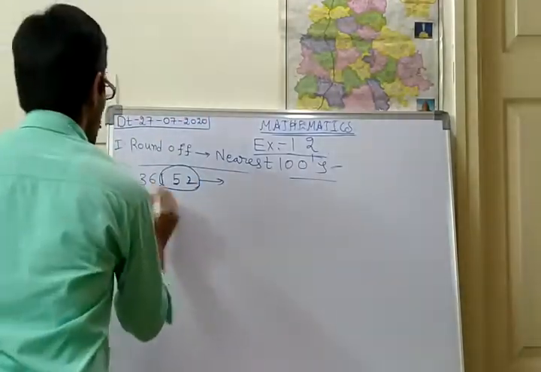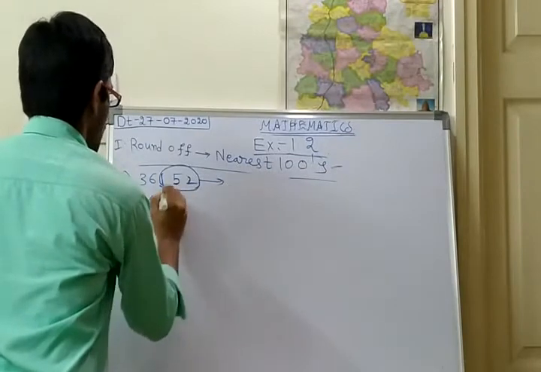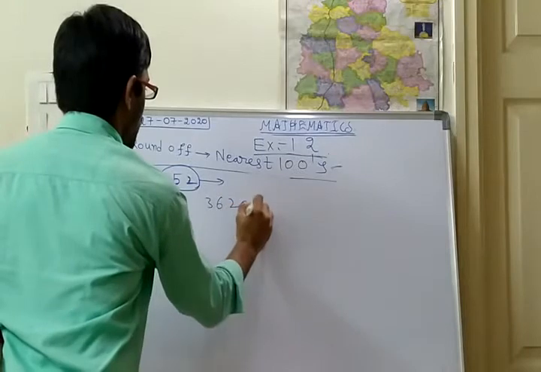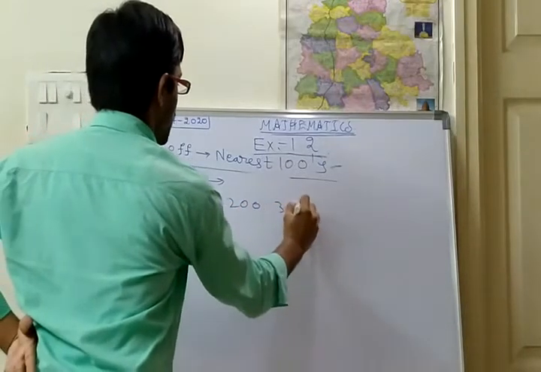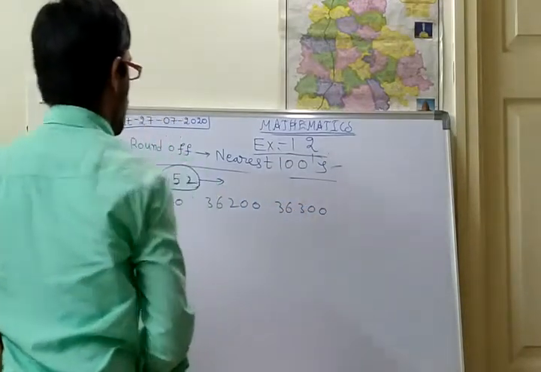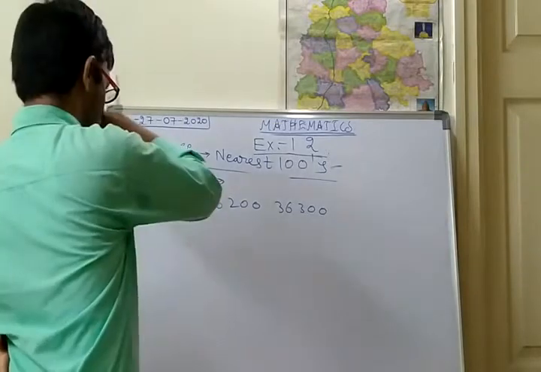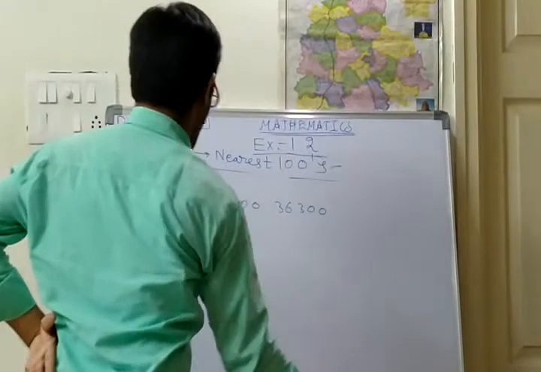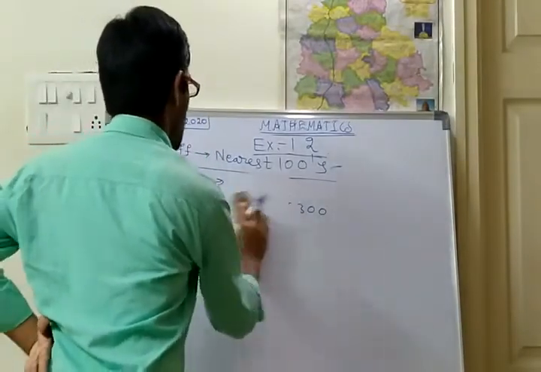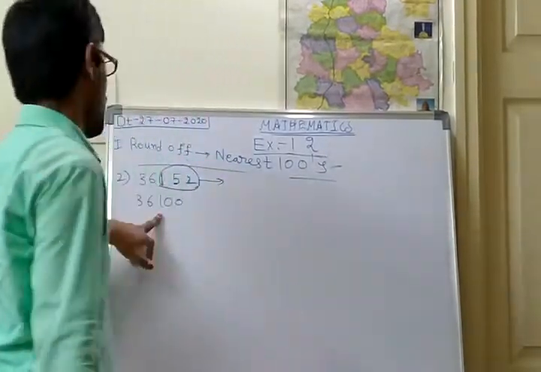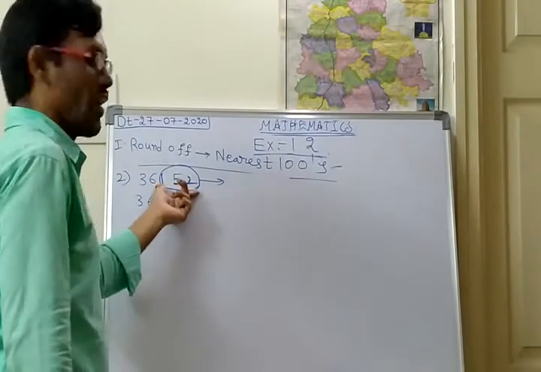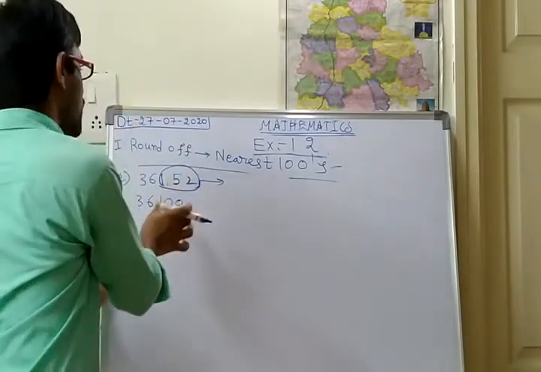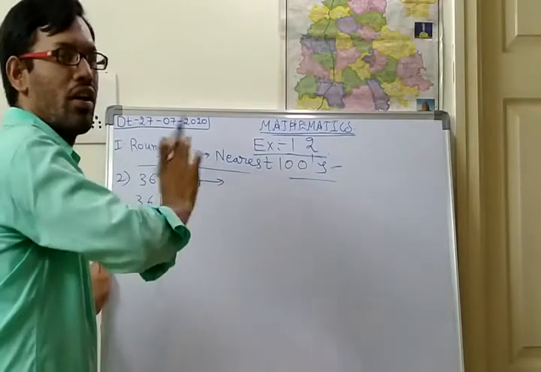So 36,100, 36,200, 36,300. Here 36,100 is there. So for this 36,152, this lies in between 36,100 and 36,200.